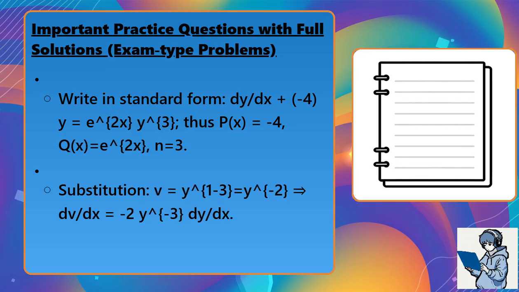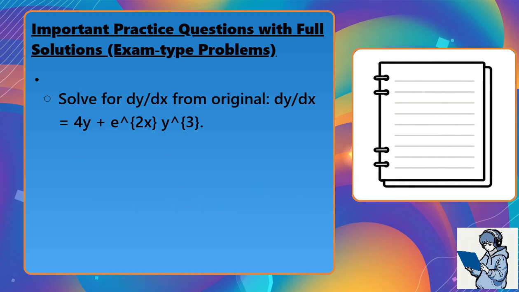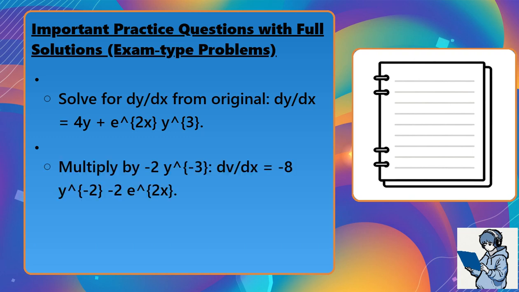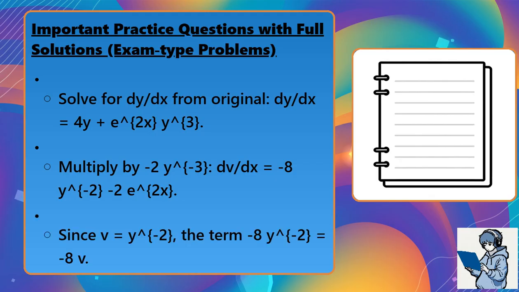Substitution: v equals y to the 1 minus 3 equals y to the minus 2, which gives dv/dx equals minus 2y to the minus 3 dy/dx. Solve for dy/dx from the original equation: dy/dx equals 4y plus e to the 2x y cubed. Multiply by minus 2y to the minus 3. dv/dx equals minus 8y to the minus 2 minus 2e to the 2x. Since v equals y to the minus 2, the term minus 8y to the minus 2 becomes minus 8v.